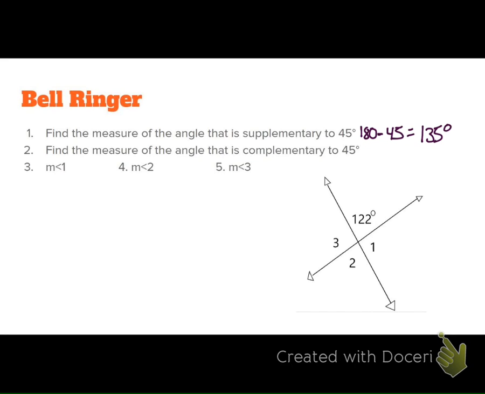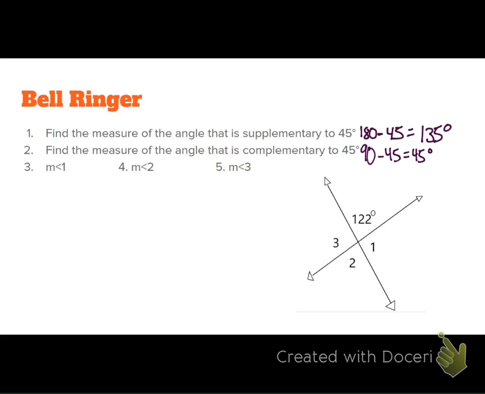Okay, so we're doing 135 degrees for that one. So then we want to find the measure of the angle that's complementary to 45 degrees. So DeMarcus, complementary, how much is that? 90 degrees. So how do we find the one that's complementary to this one? And it'll be, yep, 45 degrees.